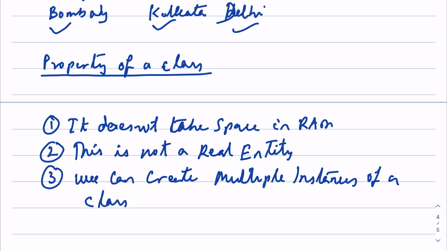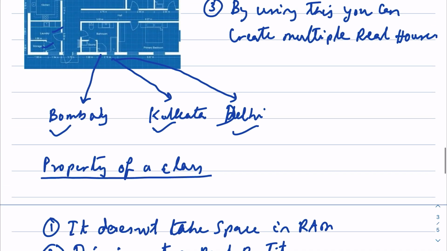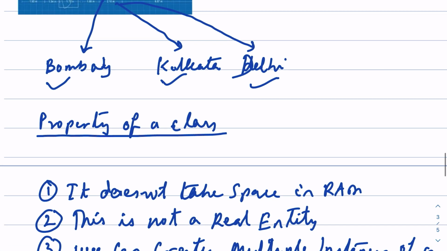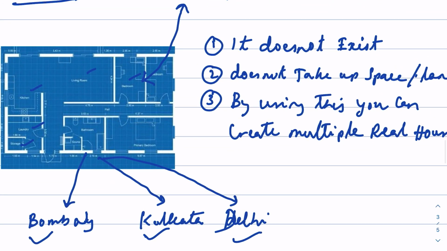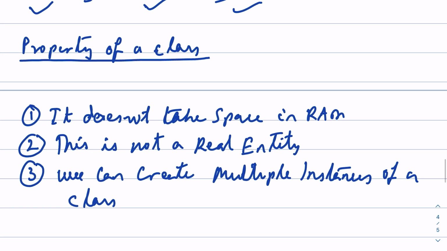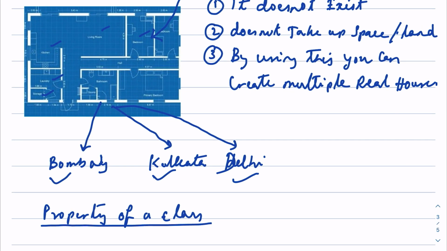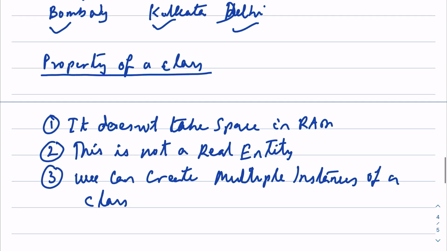If you compare this with the above three points, the house doesn't exist, so the class also doesn't exist. It doesn't take space in RAM, and it doesn't exist, so this is not a real entity. This is simply a blueprint. As I said, by using this blueprint we can create the same house in any location. So we can create multiple instances of a class. This is achieved by using objects.